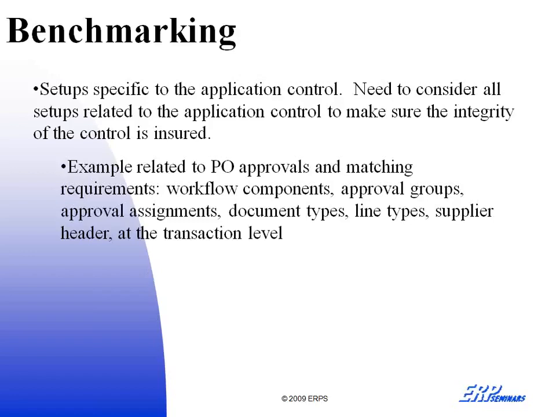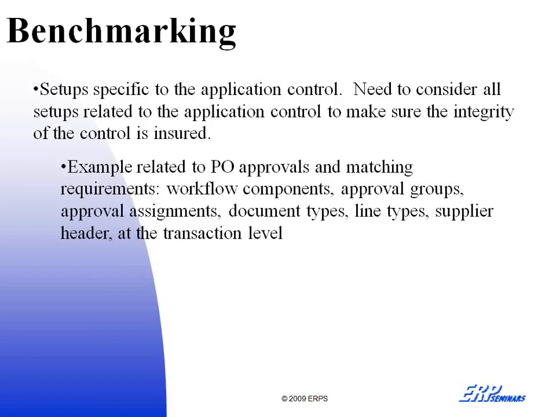Then you have other things like approval groups, approval assignments. You may be using the AME module, the approvals management module. There will be a lot of things within that should get documented. And then you may look at things like document types or line types. And then you have values that may override, for example, the supplier. The matching requirements could override these at either the supplier header level or at the transaction level.